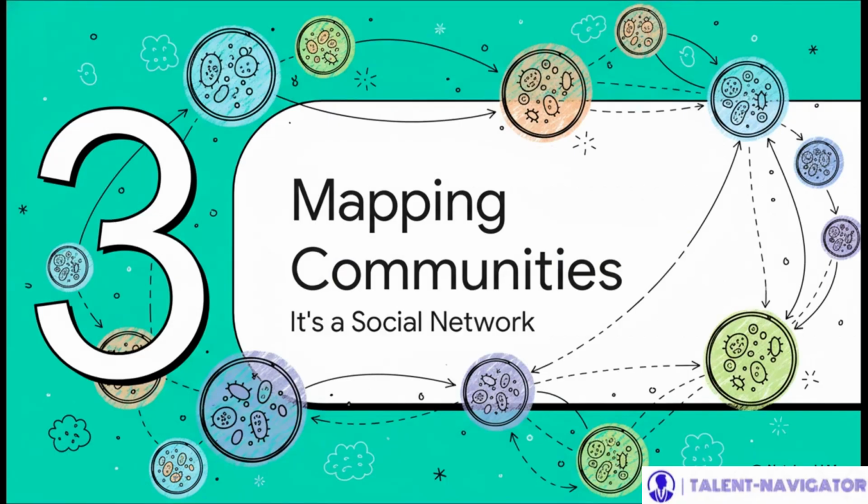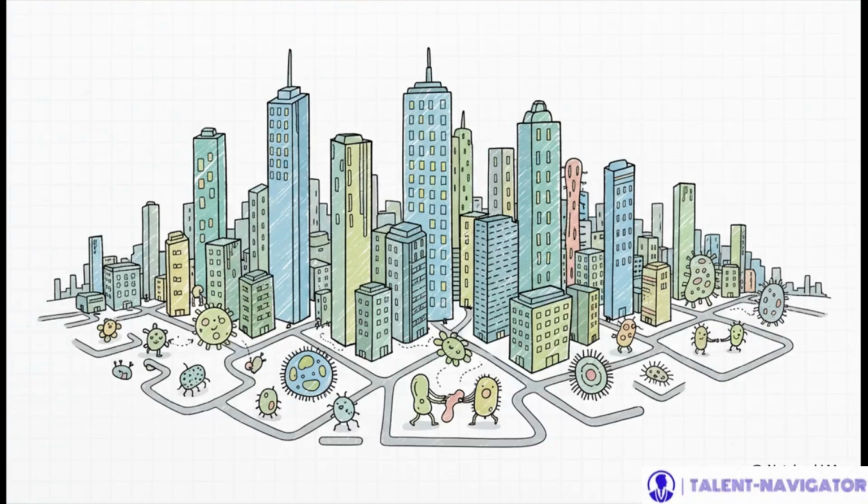So up to this point, we've really been focused on the individual players. But the real story of the gut microbiome isn't about individual strains. It's about how they all interact with each other. So now, we're going to zoom out and look at the bigger picture, mapping the entire social network of these microbial communities. And here's the crucial point.